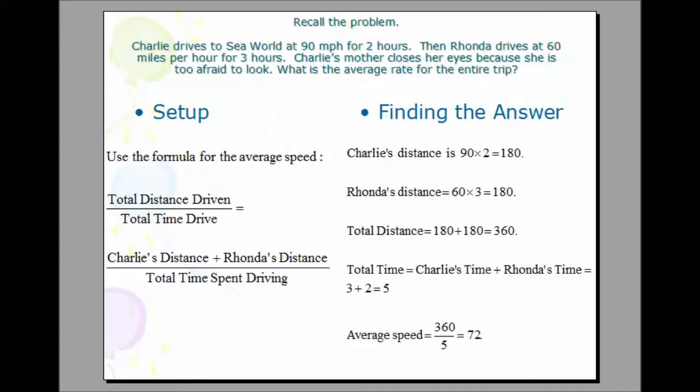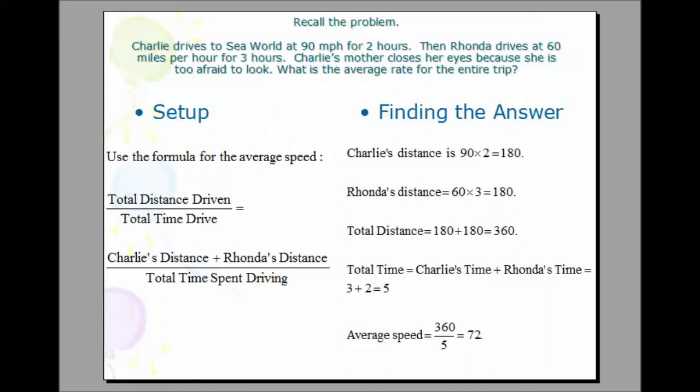Let's look at the solution. The setup uses the formula for the average speed. The average speed, recall, is the total distance driven over the total time driven. Charlie's distance is 90 miles per hour times 2 hours, which is 180 miles. Rhonda's distance is 60 times 3 equals 180. The total distance is 180 plus 180, which is 360. Recall that Charlie drove for 2 hours and Rhonda drove for 3 hours, and the total time is 3 plus 2, which equals 5. The average speed, therefore, is 360 over 5, which is 72.